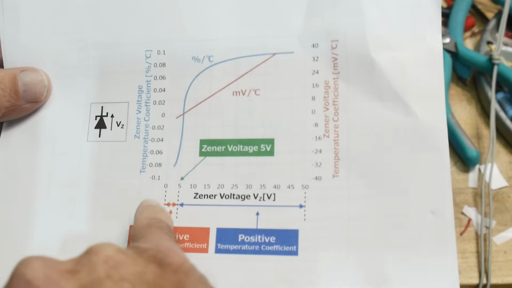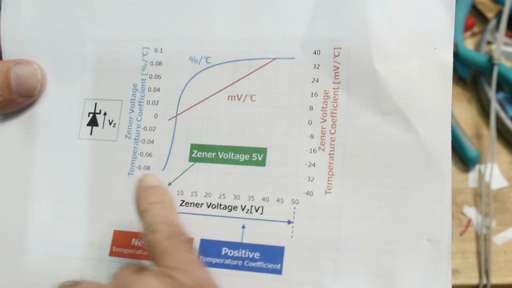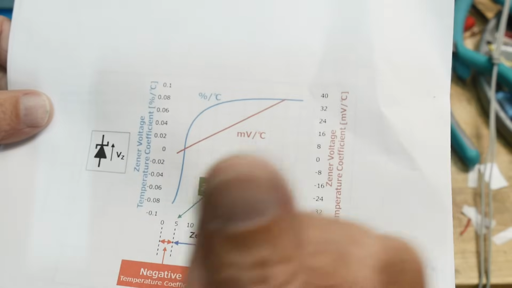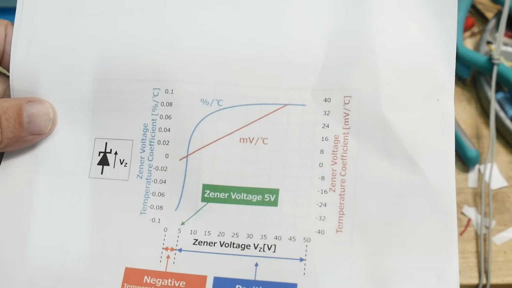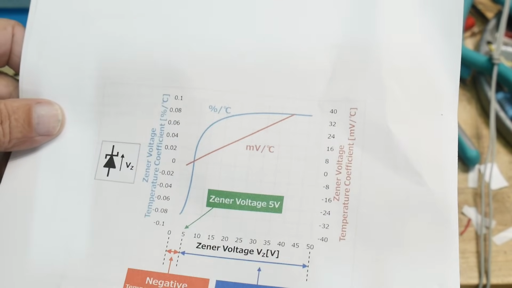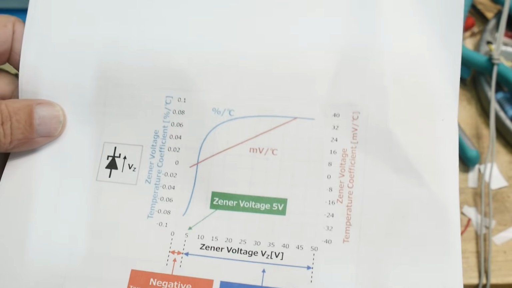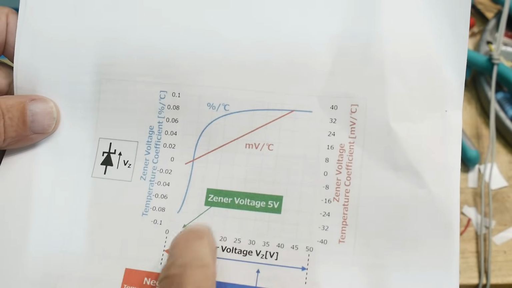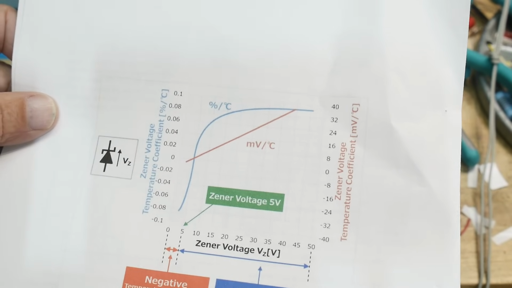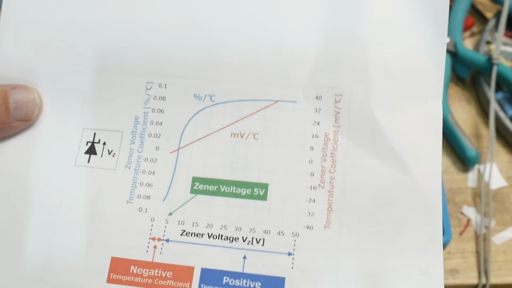So if your Zener diode is a 5 volt Zener diode, if it's less than that, you have a negative temperature coefficient. If you have a Zener diode that has a Zener voltage higher than 5 volts, it has a positive coefficient. And it's usually in percent per degree C, all the way up to about 0.1% per degree C, and then all the way down to minus 0.1% per degree C. And then something magical happens around 5 or 6 volts: the temperature coefficient becomes zero, the Zener voltage doesn't change with temperature, which is exactly what you want, right? That's like the perfect thing.